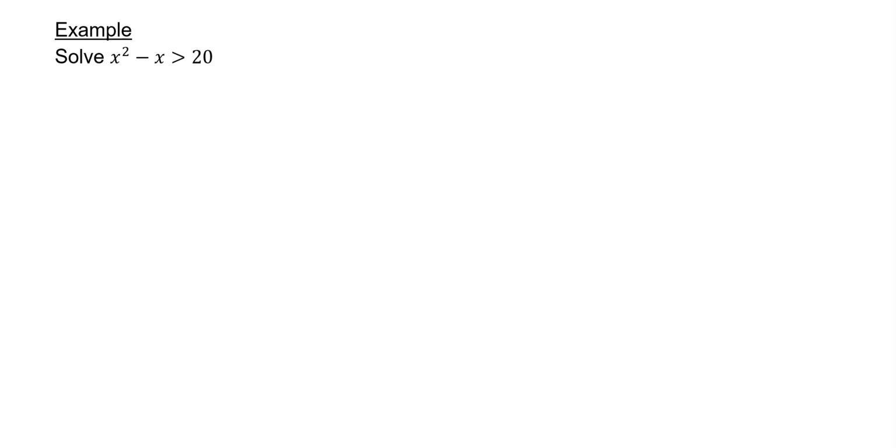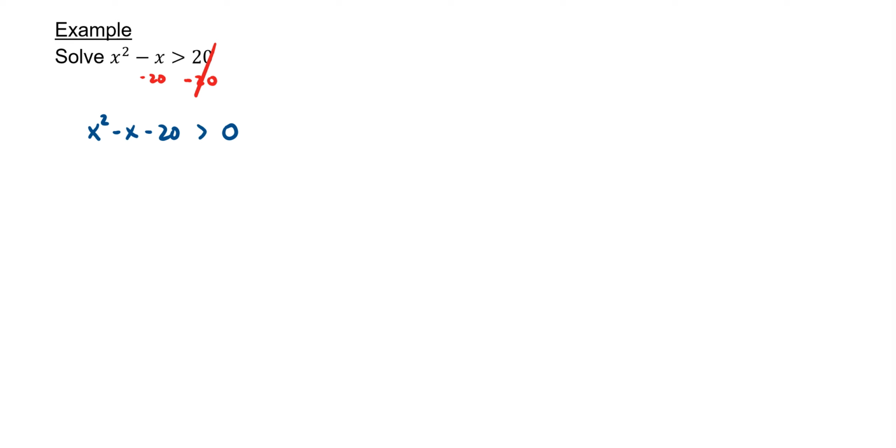Let's go ahead and solve x squared minus x greater than 20. So once again, the first step is we want 0 on one side of the inequality. And we know that we should get every term on the left side of the inequality because the x squared term is already positive. So that means we're just going to have to subtract this 20 from both sides. And we get x squared minus x minus 20 greater than 0.